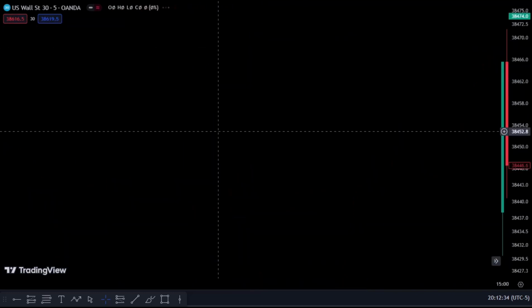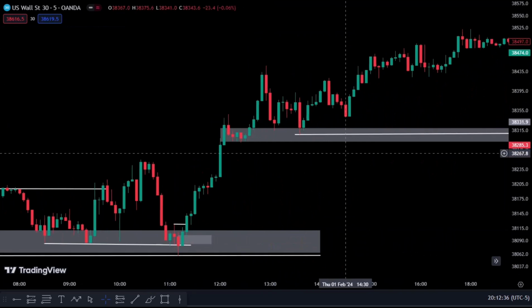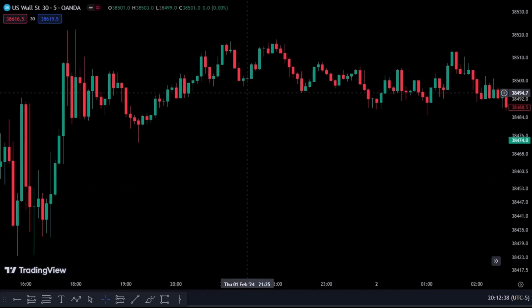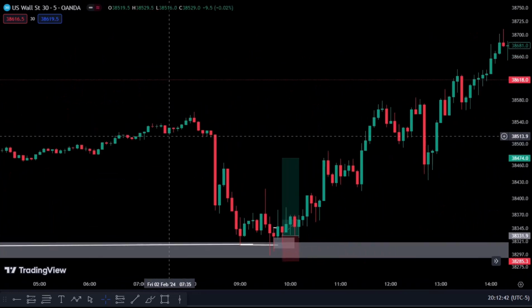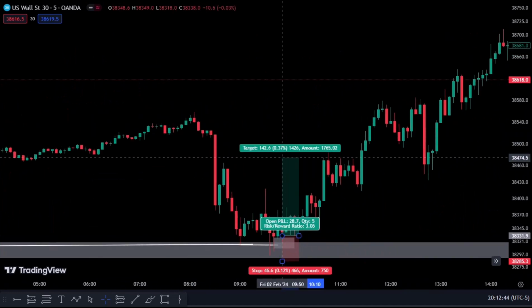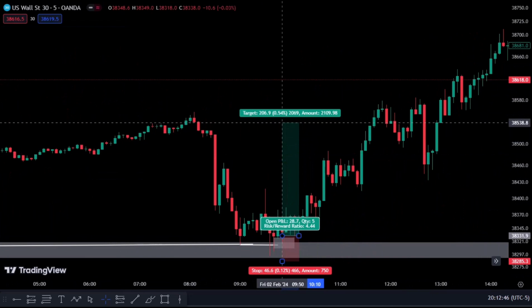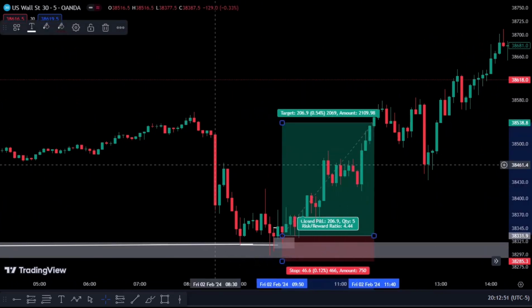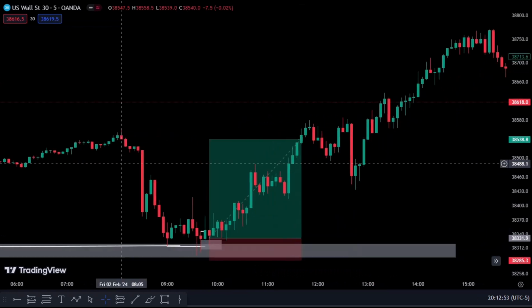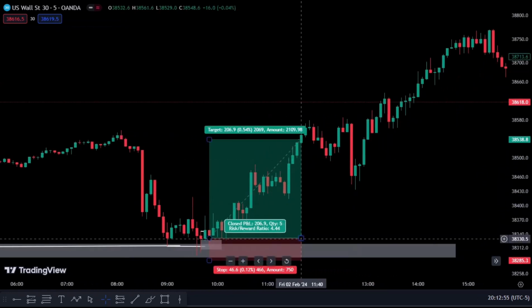So let's go back to the higher time frame perspective. That was super awesome, and the trade didn't waste our time, guys. We went high and even went further. So that was how I took this particular trade on the US 30. Right, so that was that.